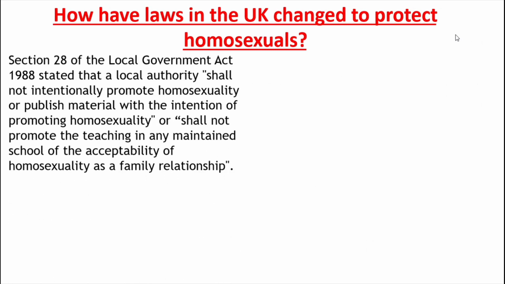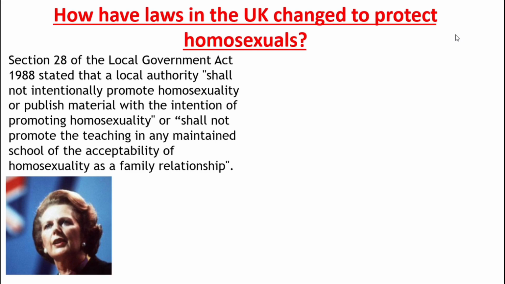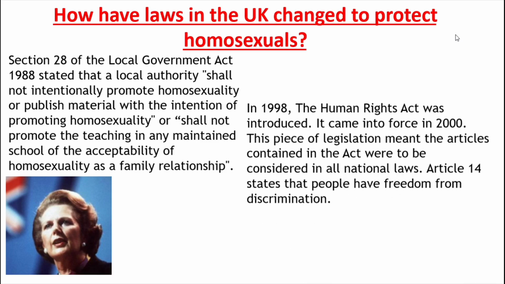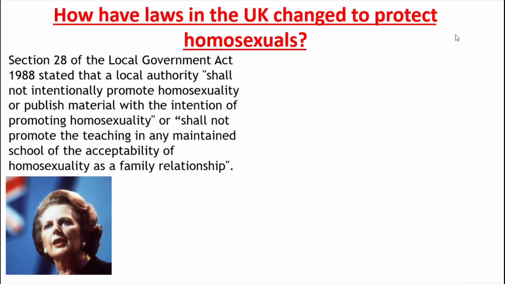Section 28 of the Local Government Act 1988 stated that a local authority shall not intentionally promote homosexuality or publish material with the intention of promoting homosexuality, or shall not promote the teaching in any maintained school of the acceptability of homosexuality as a family relationship. What this ultimately meant in 1988, not that long ago, is that schools should not be teaching about homosexuality being an acceptable or normal relationship. This was a policy that was introduced by Margaret Thatcher and was extremely controversial.